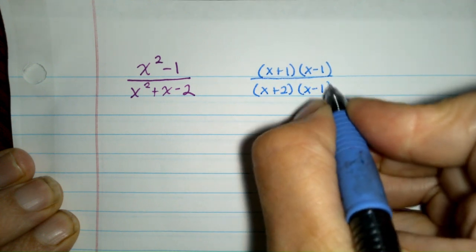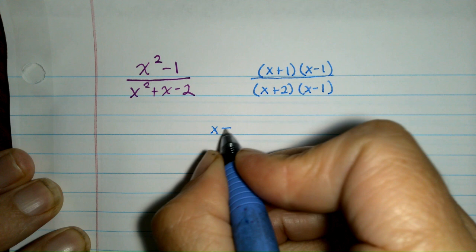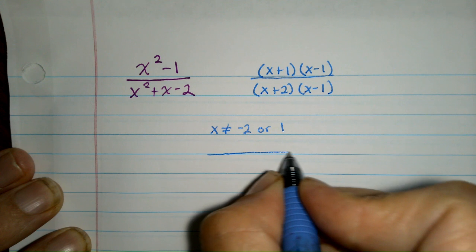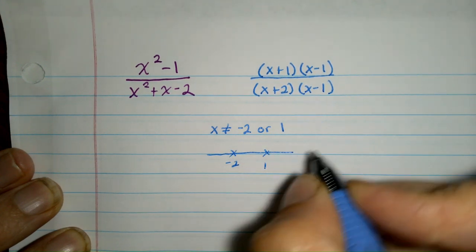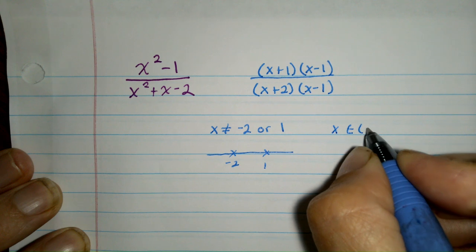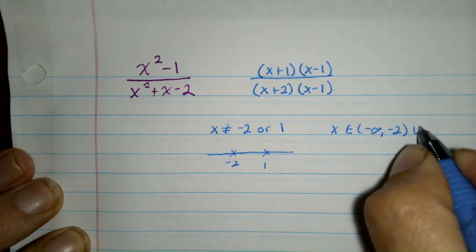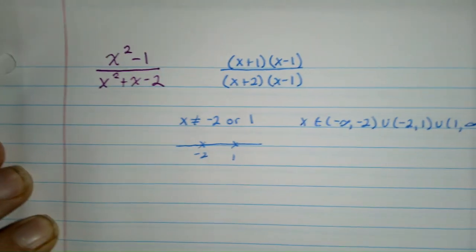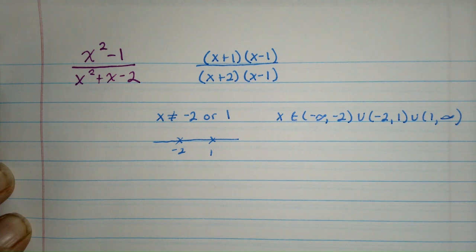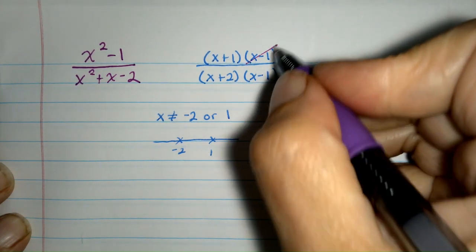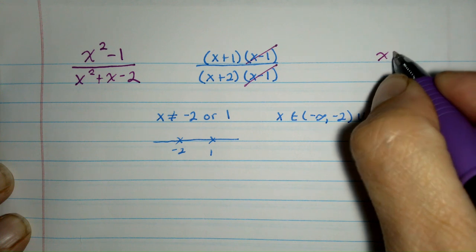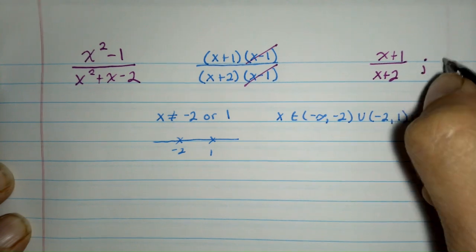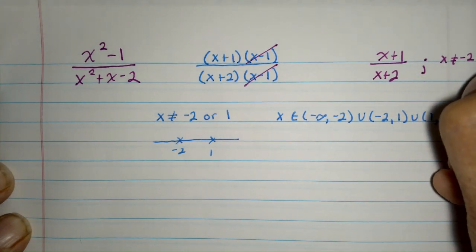So I factored both. Because of the denominator, x cannot equal negative 2 or positive 1. So if I think about that number line, I have to kick out negative 2, I have to kick out positive 1. X is somewhere between negative infinity and negative 2, or negative 2 and 1, or 1 and infinity. Now that I have my domain, I do see a common factor of x minus 1, so I'll cancel it out. And my final answer is x plus 1 over x plus 2. Note, x is not negative 2 or positive 1.